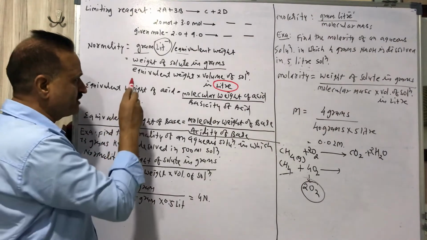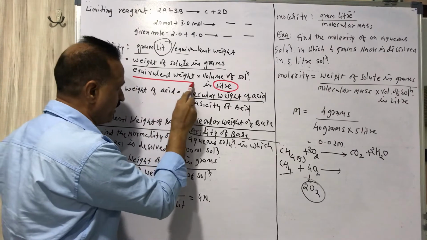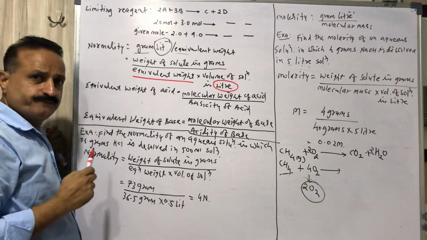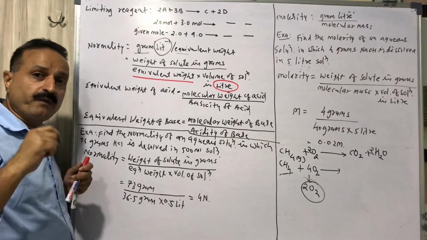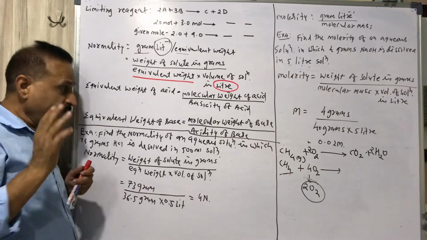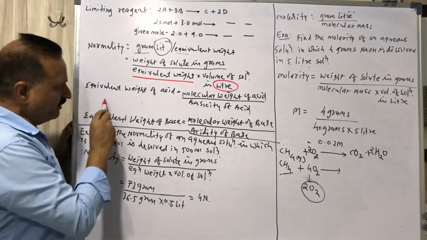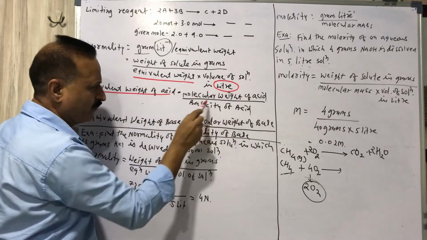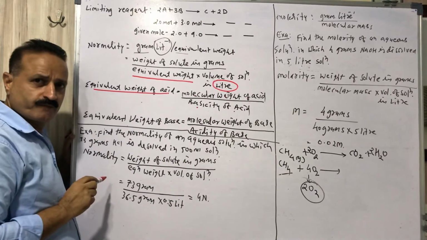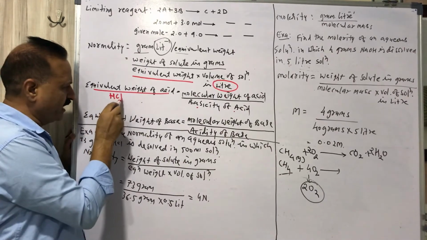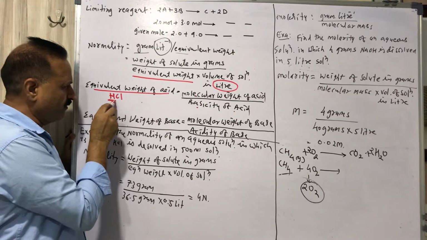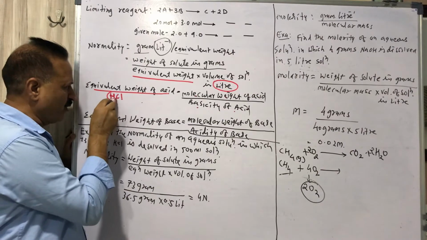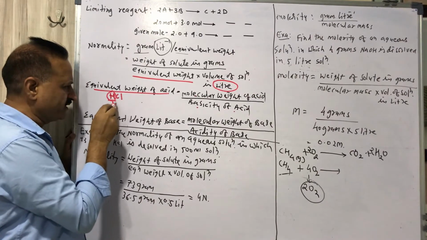Then you have one question: what is the equivalent weight? The substance may be an acid or a base. If it is an acid, then the equivalent weight of the acid is the molecular weight of the acid upon the basicity of the acid. Suppose we have the acid HCl. The basicity of HCl is the number of H, which is 1. So the basicity of HCl is 1.